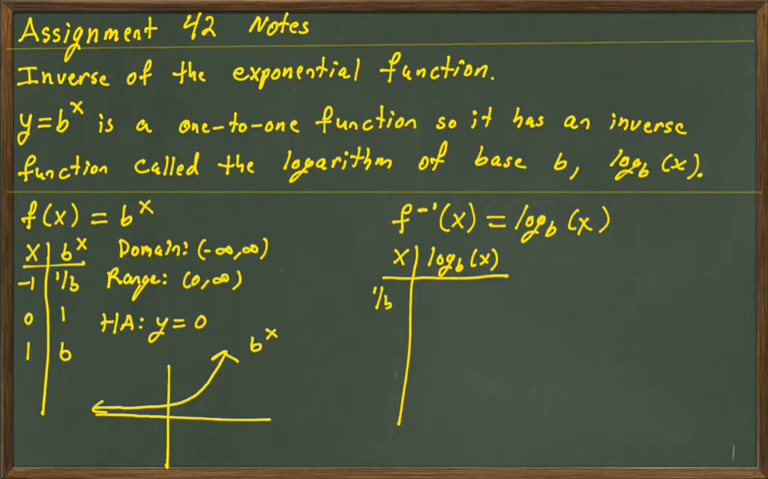All right, so 1 over the base is going to be -1. Log base b of 1 over b is -1. Okay, log base b of 1 is 0. And log base b of b is going to be 1.